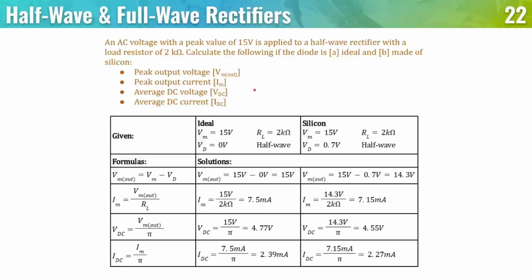So to conclude, what's the difference between the ideal and the silicon diodes? The ideal diode will have no voltage across the diode that will be dropped, and then it will have a higher output voltage, a higher output current, a higher DC voltage, and also a higher DC current. Basically, the ideal diode is going to have a higher voltage and current compared to silicon because of this voltage drop.